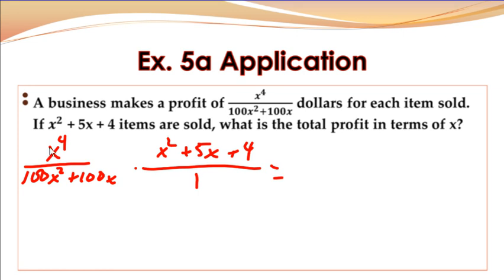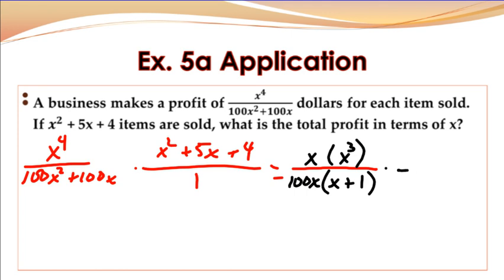So I'm going to first factor. Now I know in the denominator, I can take out 100x. That leaves me with x plus 1. In the numerator, I can take out 1x, and that leaves me with x cubed, times, I can factor the numerator. Two numbers to multiply to get 4, but add them together gives me 5, so that's a positive 4 and a positive 1. This is all over 1.